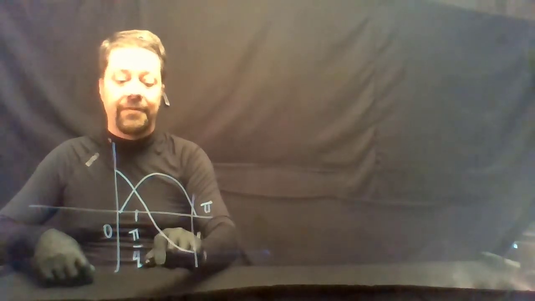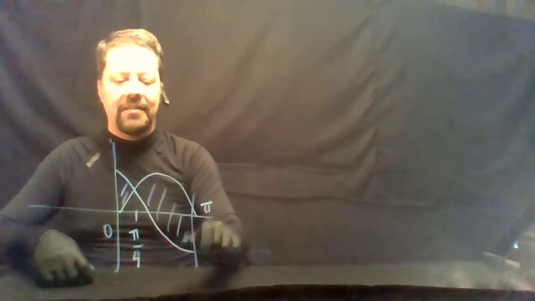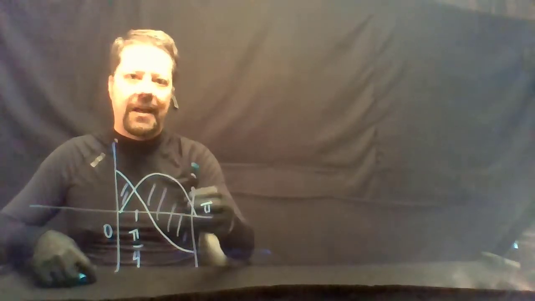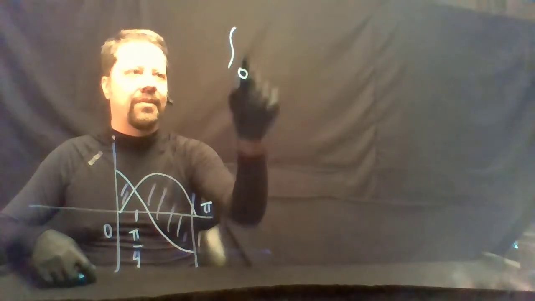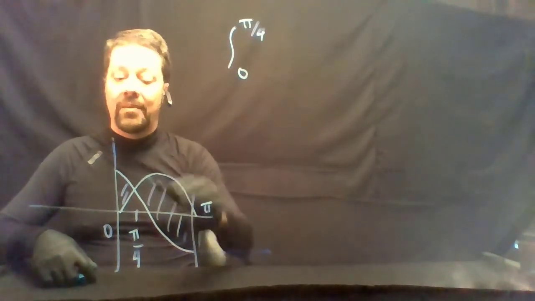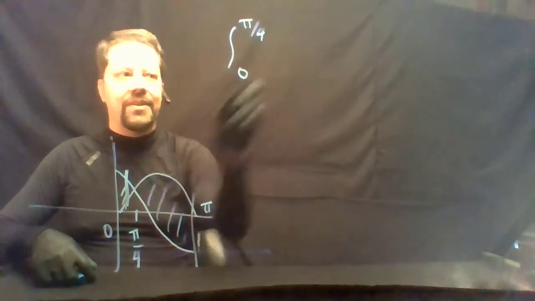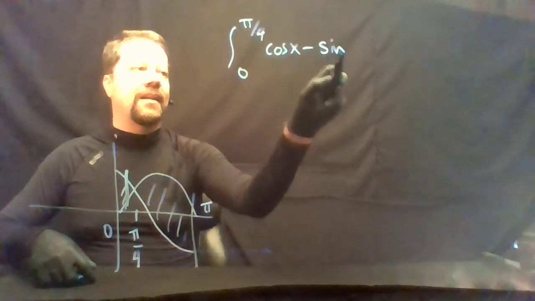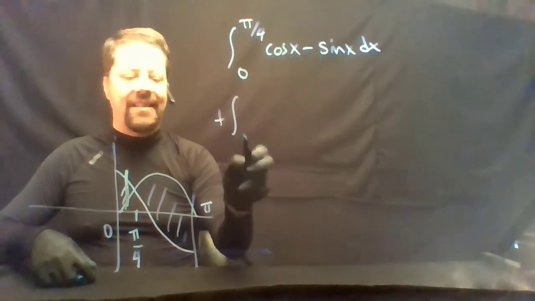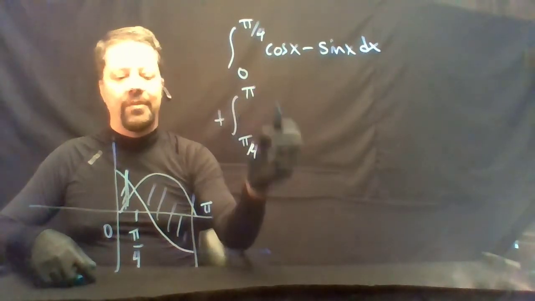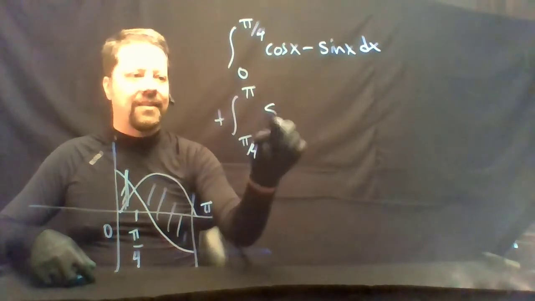As an example, suppose I look at the sine curve and the cosine curve between 0 and pi. They cross at pi over 4. So to find the area between these curves from 0 to pi, we first set up an integral from 0 to pi over 4. We'll take the top curve minus the bottom curve on these sections. That means we take cosine minus sine. To that we add the integral from pi over 4 to pi, where the top curve now is sine.